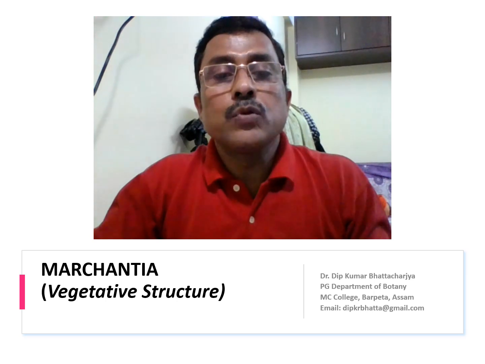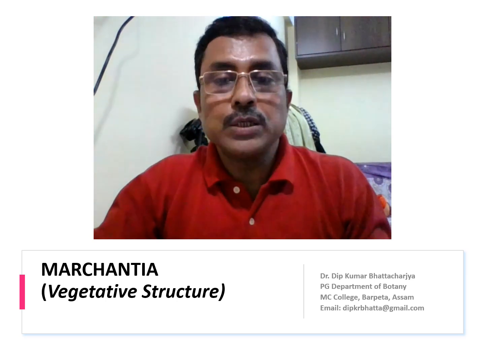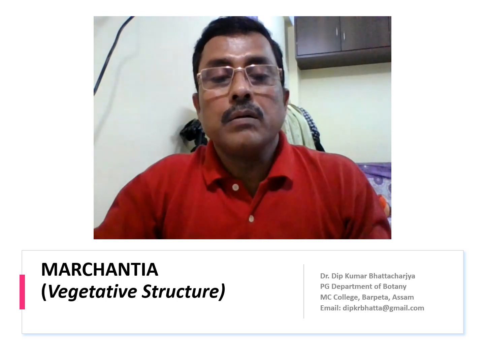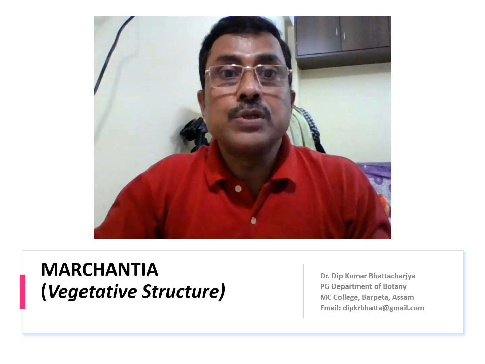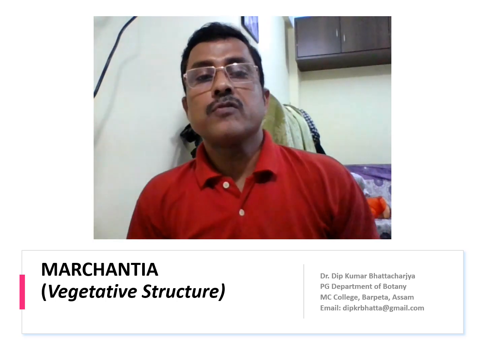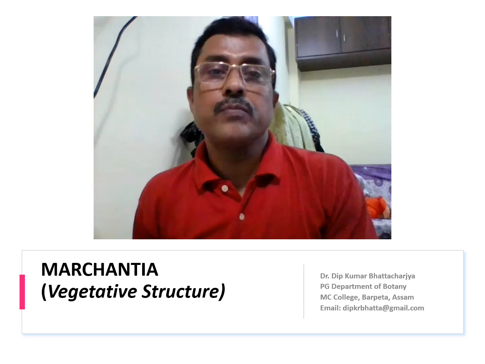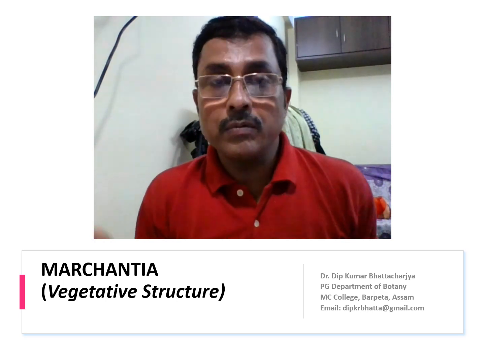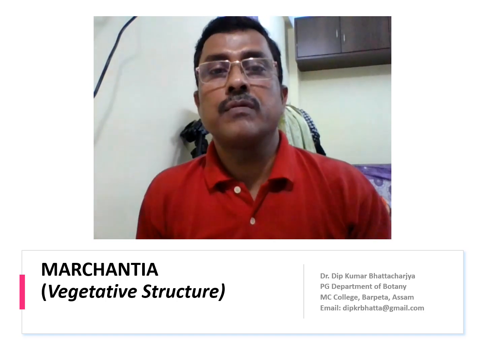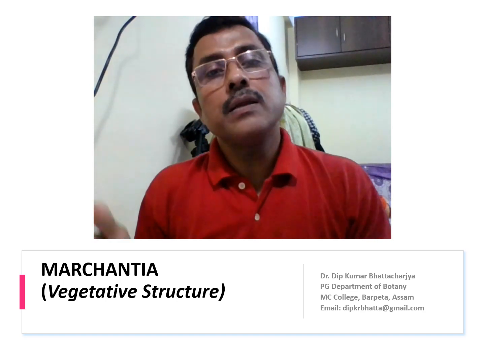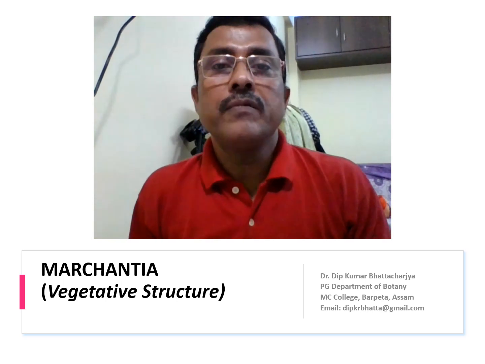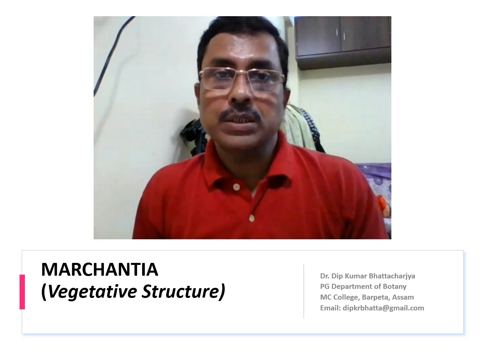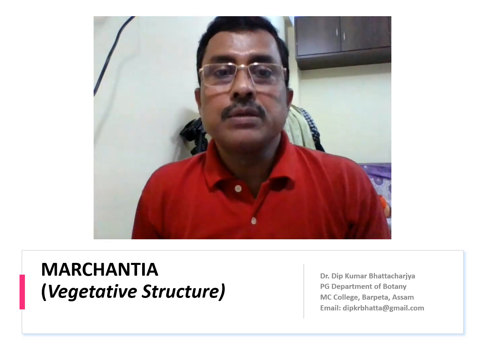So first, today I'm going to discuss Marchantia, and I have divided the complete life history of Marchantia into two different parts. First is the vegetative part, and second is the reproductive part. In the vegetative part, we'll discuss the vegetative structure of different parts of Marchantia, and in the reproductive part, we'll discuss very thoroughly different reproductive methods or different modes of reproduction. So let's start. Let's join the class.